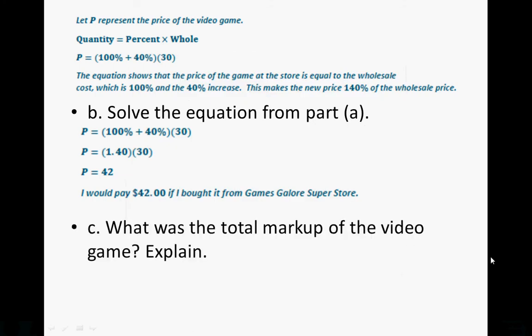So what was the total markup of the video game? Well, the markup was $12 because $42 minus $30, which was the original price, is equal to $12.